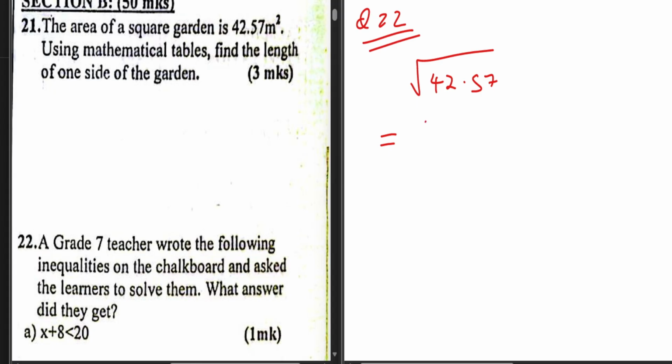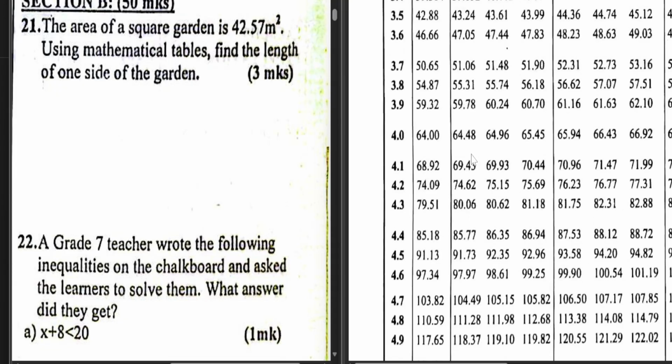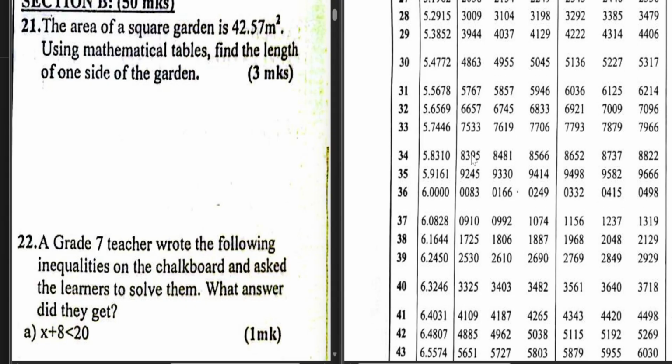The reason is we have the area, right? And for you to get any side, you need to find the square root to get the side itself, not the area, but the side. So we'll be using square root tables. Again, square root tables run from 1 to 99, so you can get anything above 10. So let's search for square root tables. This is cube tables. Oh, okay, this is square root tables.